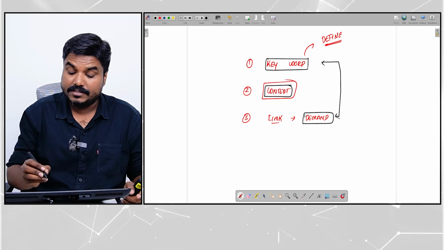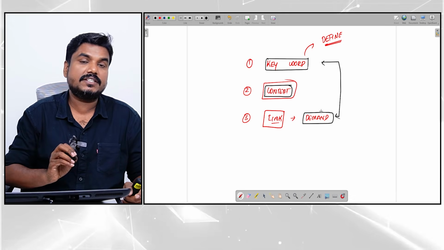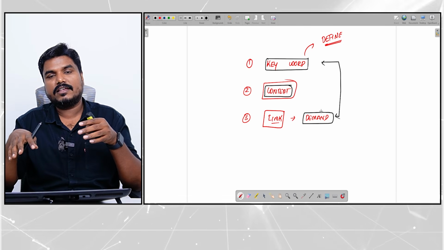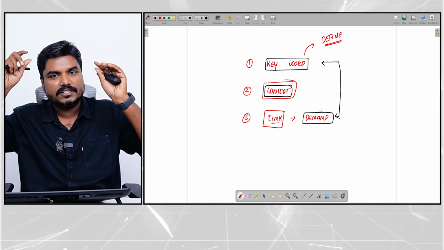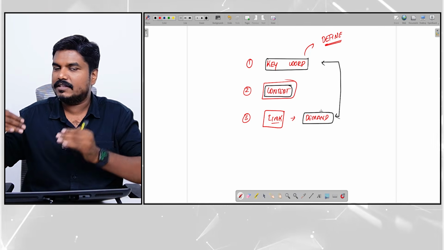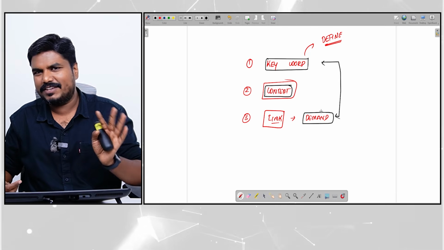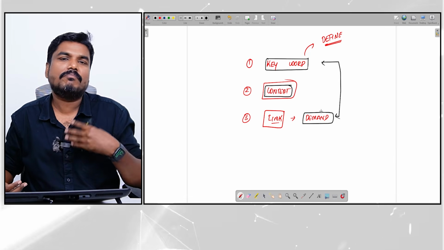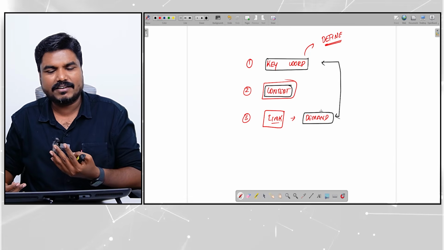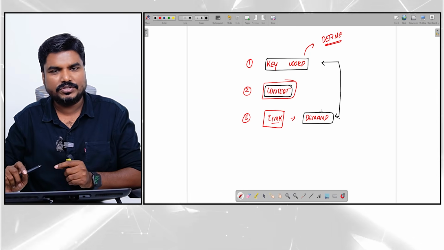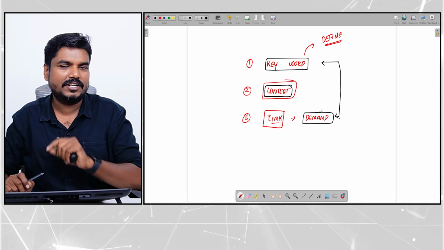Keyword, context, then the most important, linkage with the demand. If you are not linking, then the introduction will be hanging separately, and the subheadings will be hanging separately. Okay, it is not that difficult. When we practice frequently, automatically you will be in a position to write an introduction effectively.